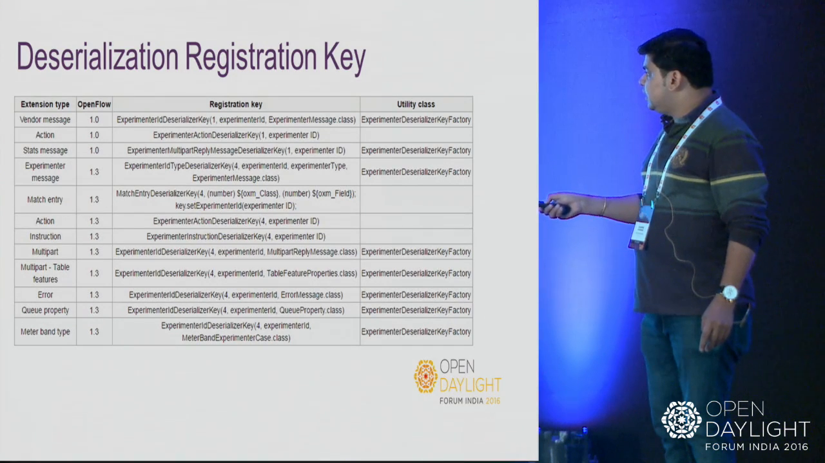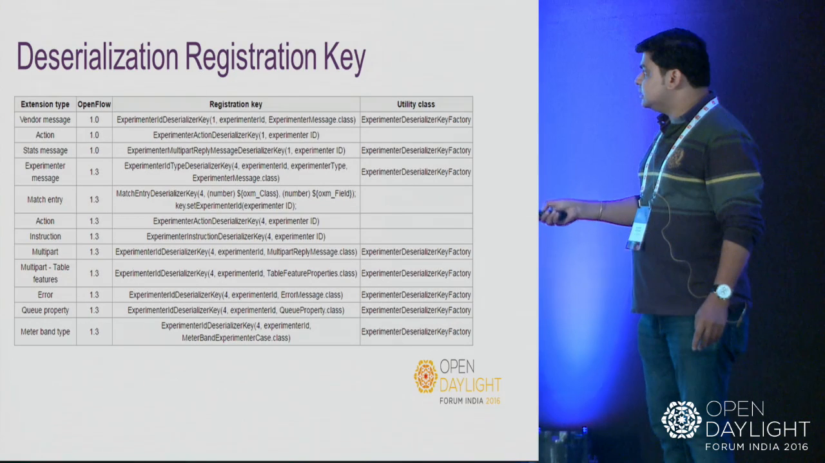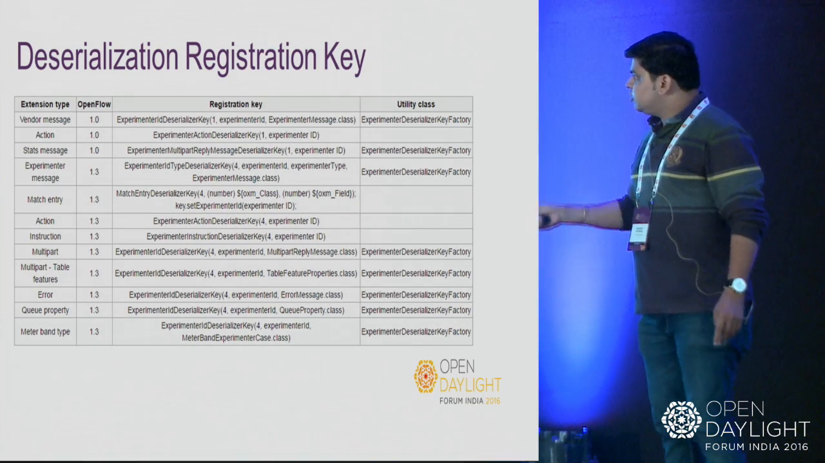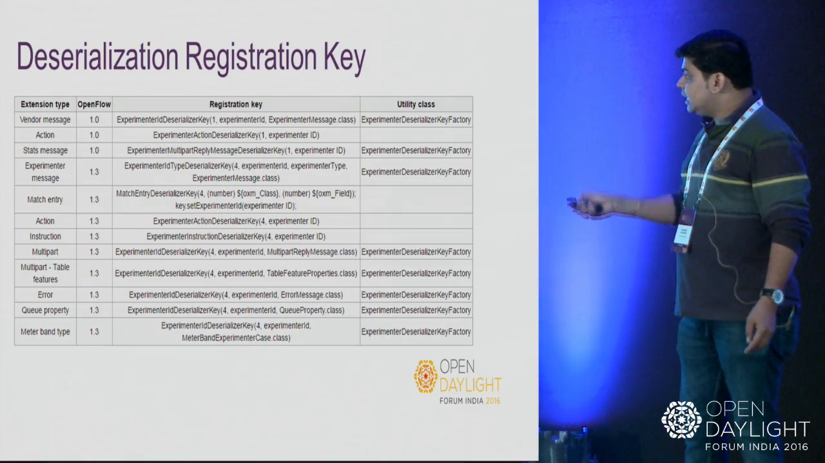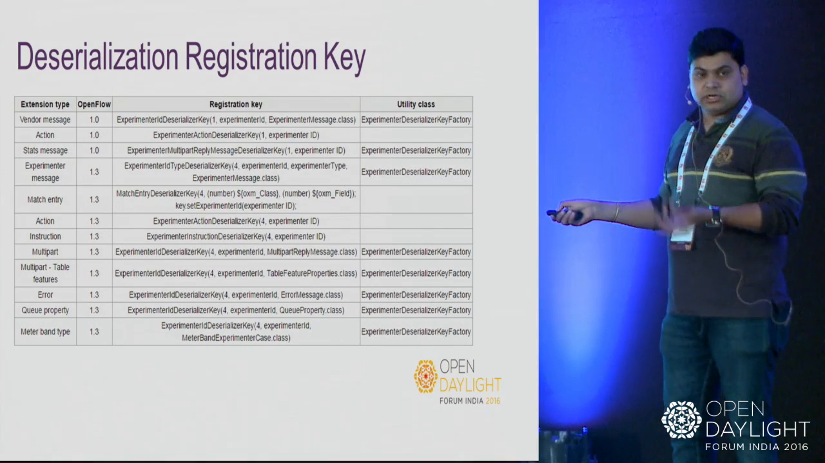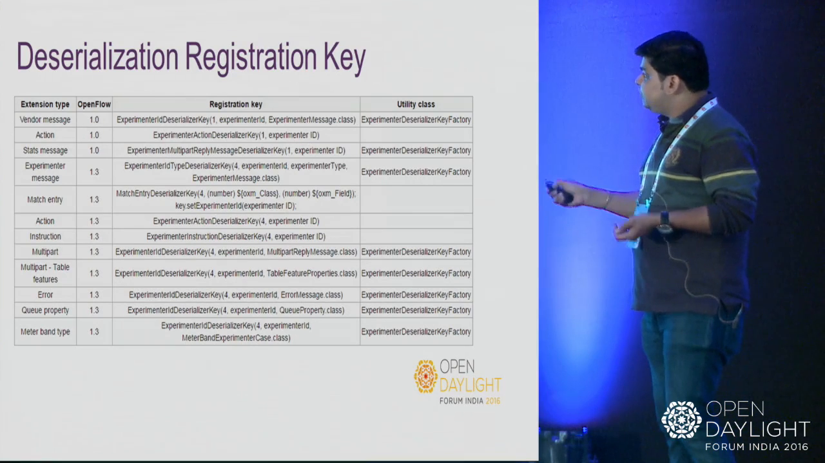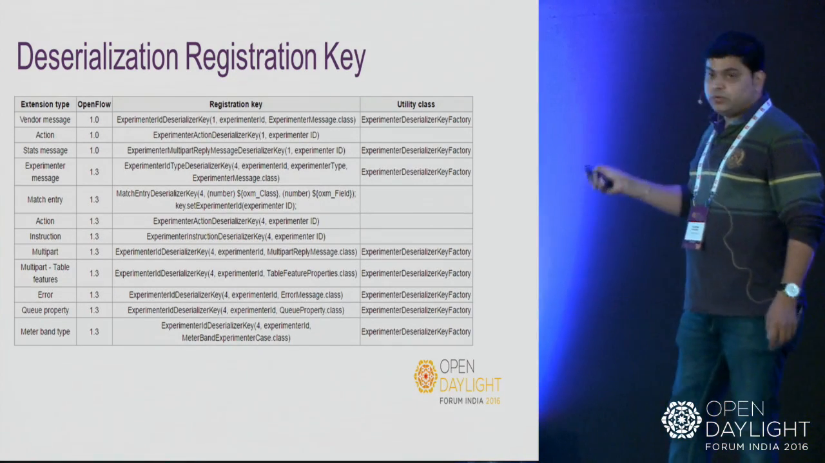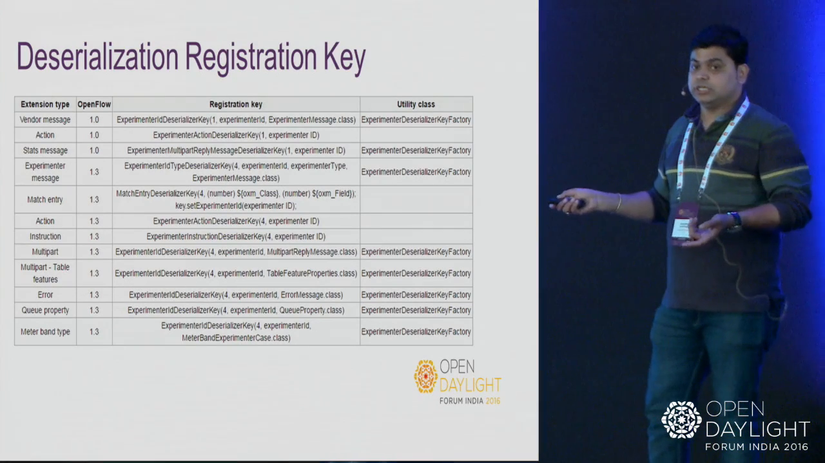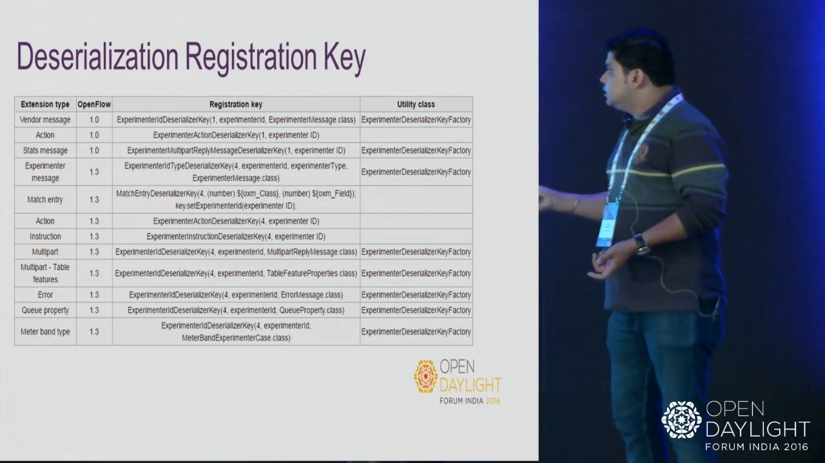Similarly, starts and all those things. So this says the plugin, this says the OpenFlow spec version 1.0 or 1.3. This is the type, the actual type which we are going for the extension. And this is the way we prepare a registration key based on the type. And these are the utility classes which we'll be using for this.